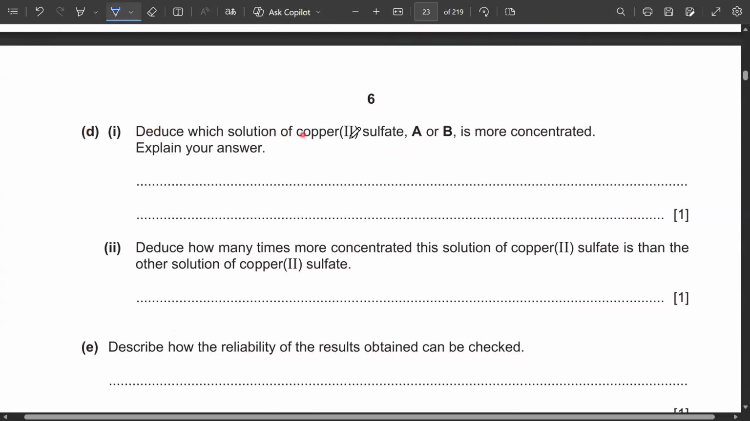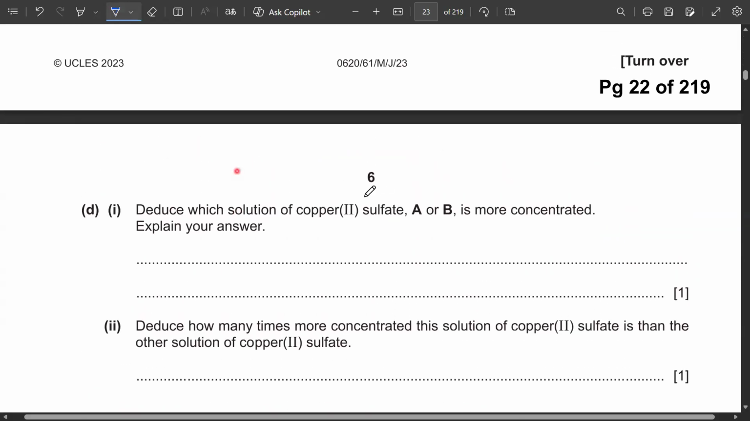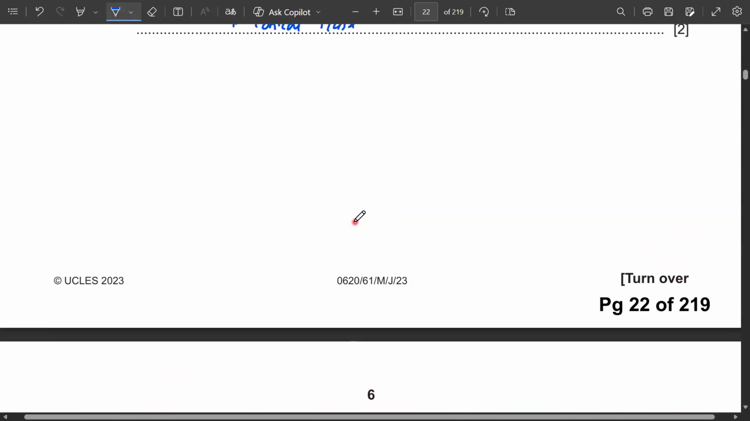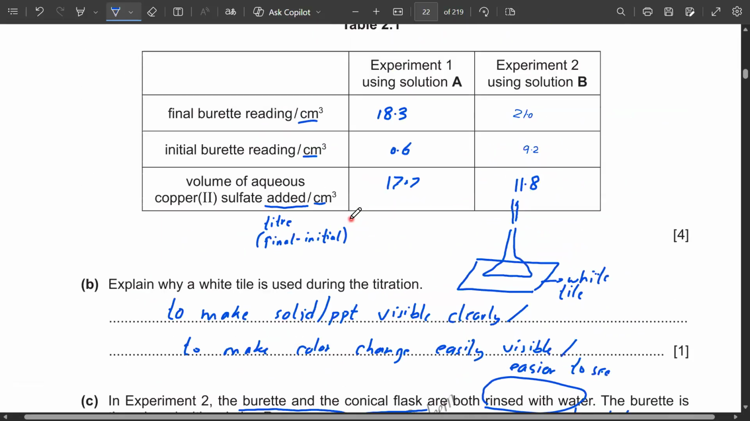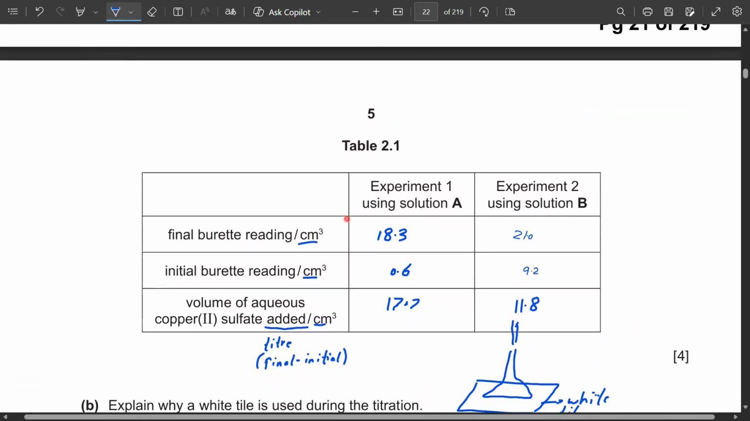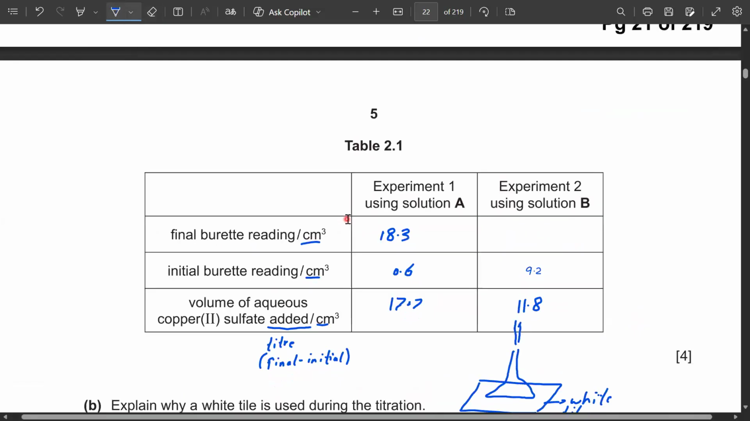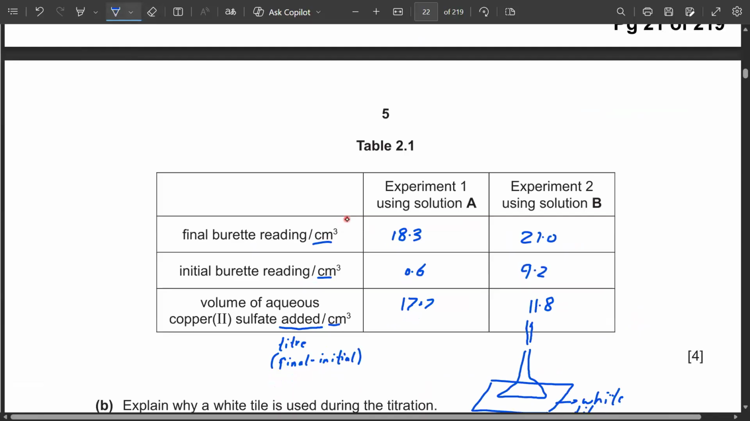Then D says, deduce which solution of copper sulfate is more concentrated. Explain your answer. All right. So which one is more concentrated? If I come over here, I can say this one was 21 cm cube and this one is 9.2 cm cube. This is the volume of the copper sulfate added, 17.7 cm cube versus 9.8 cm cube.